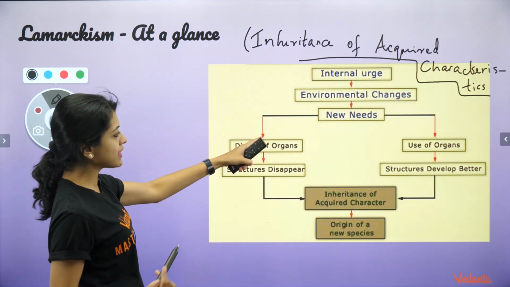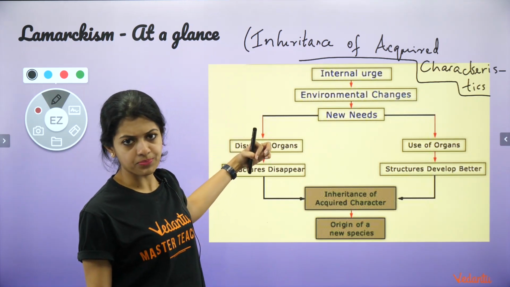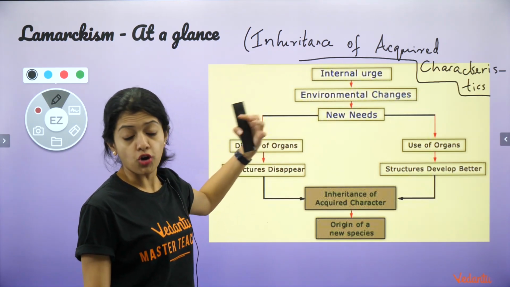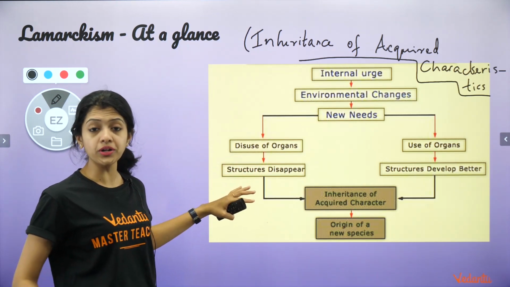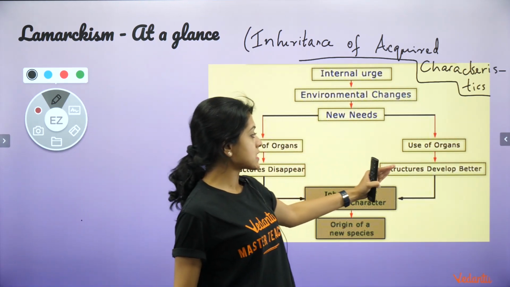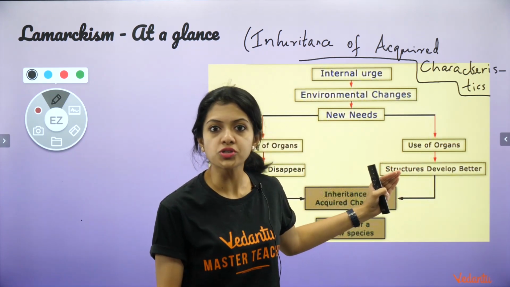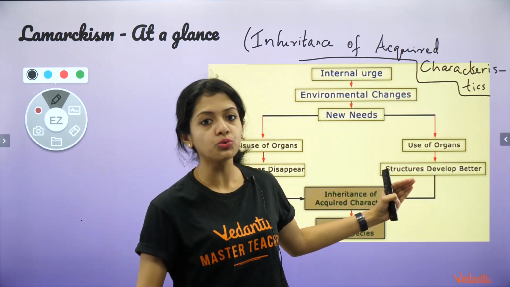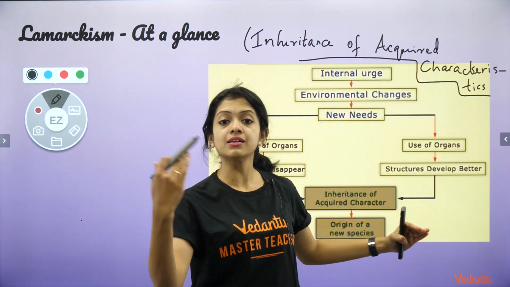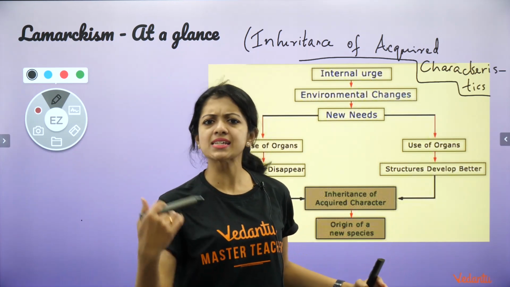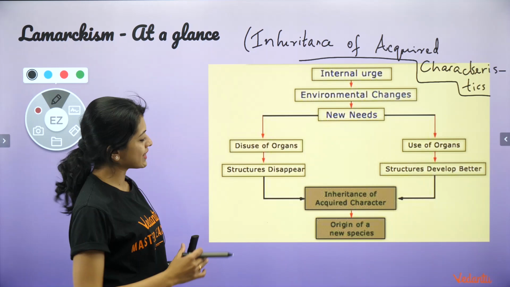Okay, new needs, and those animals which disused those organs according to the new needs led to a condition wherein those structures would disappear. Whereas those organisms which used those respective organs according to the new needs in the environment ended up having a better developed structure, better developed organs, that particular organ. Okay, in this case, it's the neck of the giraffe.